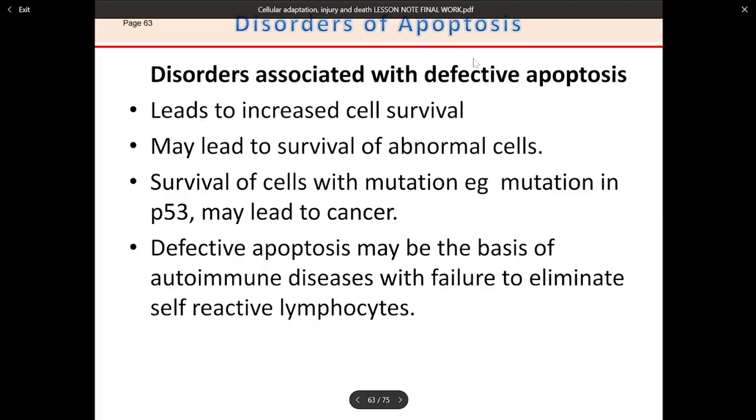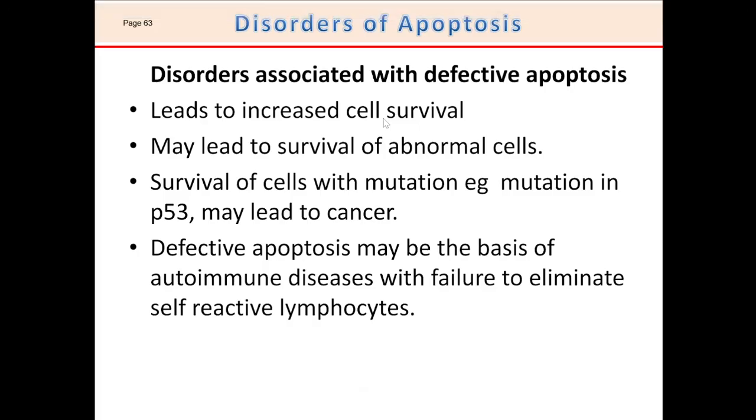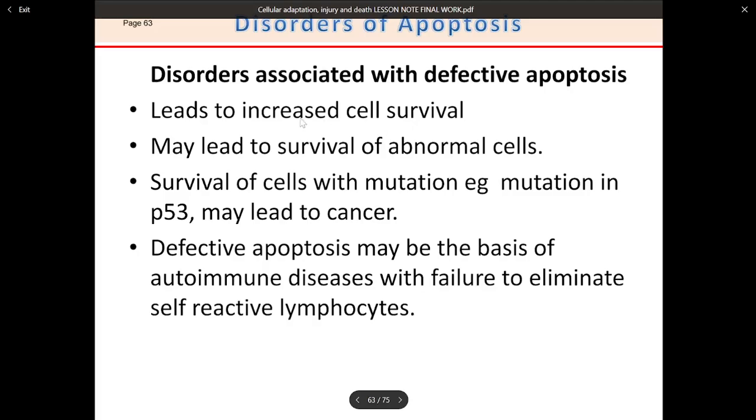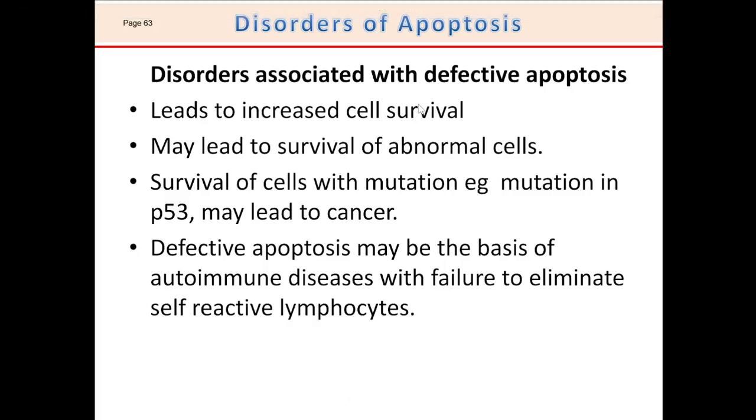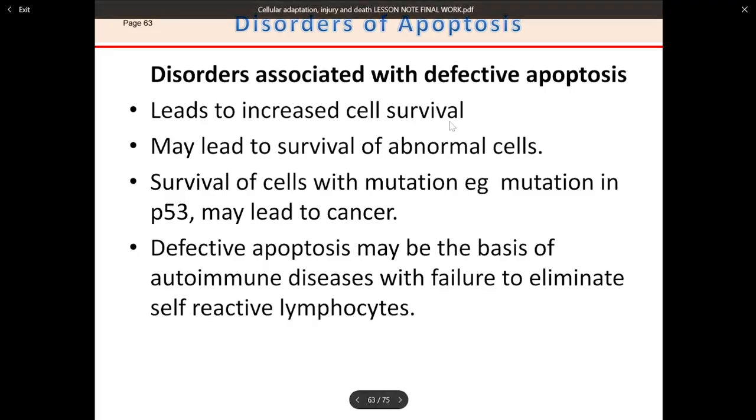So, disorders of apoptosis. Disorders associated with defective apoptosis: defective apoptosis leads to an increase in cell survival. When there is a defect in the process of apoptosis, the life of the cell increases. So it increases the cell survival. It may lead to survival of abnormal cells.